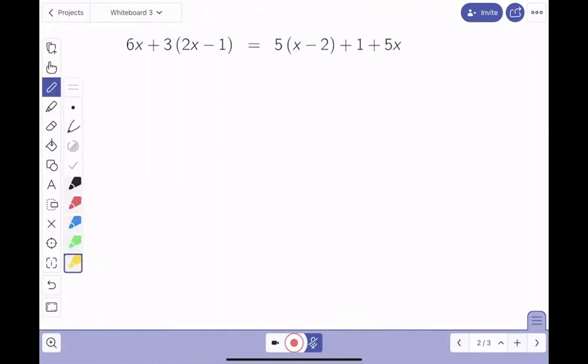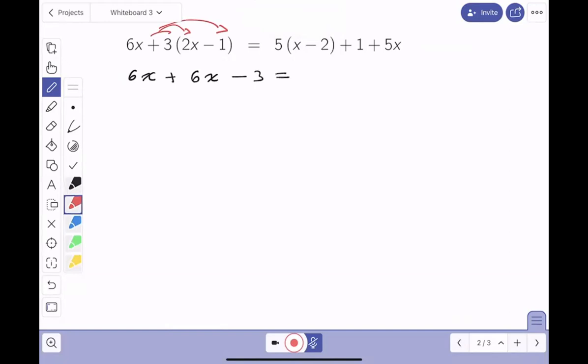So we have 6x plus, I'm going to use the distributive property of multiplication. We're going to take this number here, which is plus 3, and distribute these two terms, one at a time. What's 3 times 2x? 6x. Now, someone says, what are you doing? I am simplifying. I am removing a grouping symbol. And what's 3 times minus 1? Minus 3.